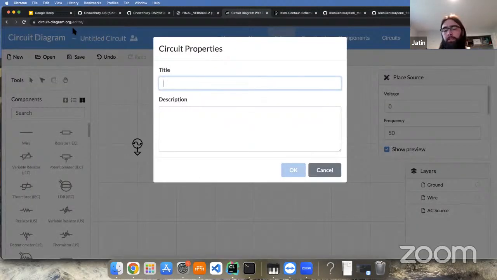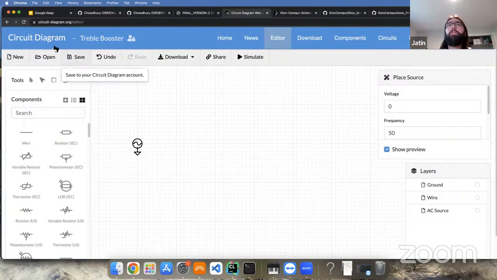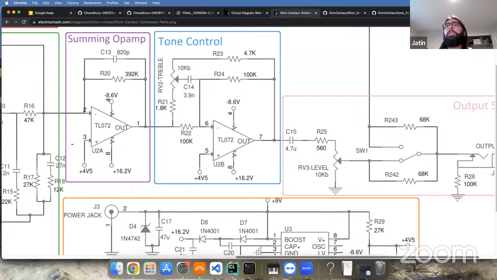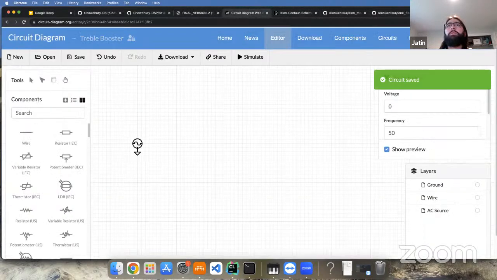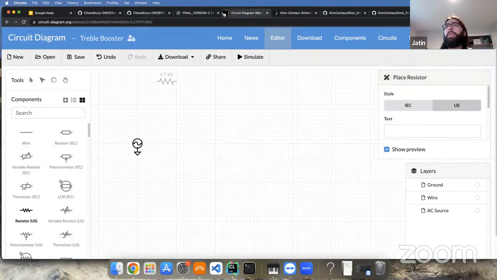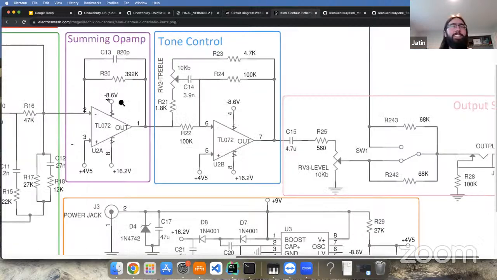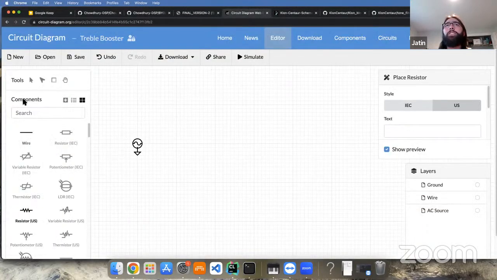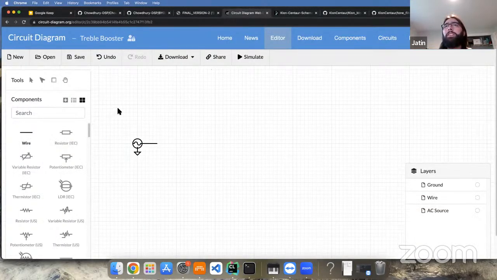This is treble booster. So we've got, well, uh-oh, my computer's not happy. Okay. All right, so we need a branch going up, so I'll leave a little space for that.